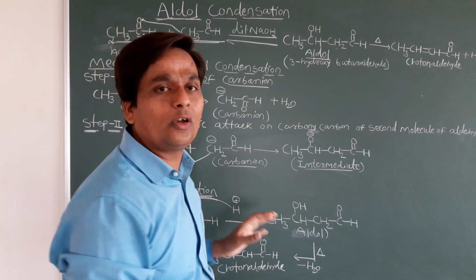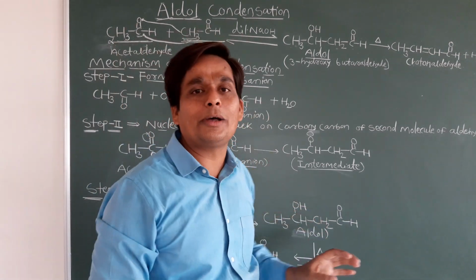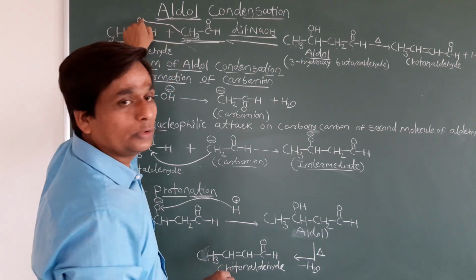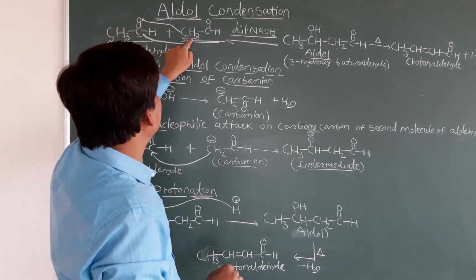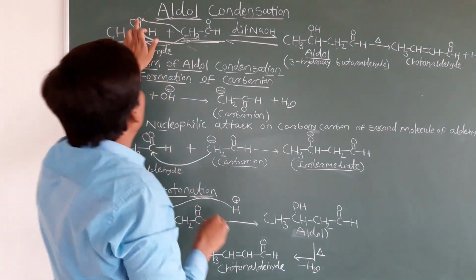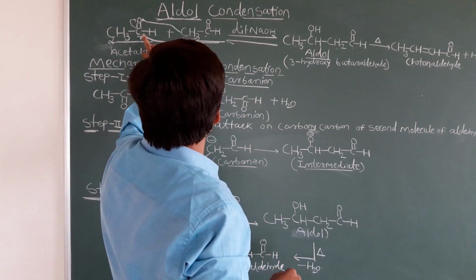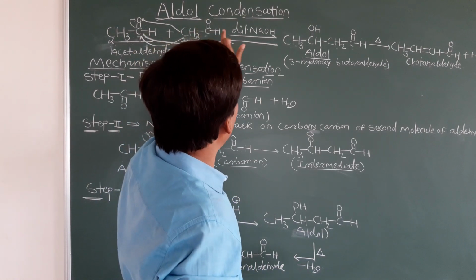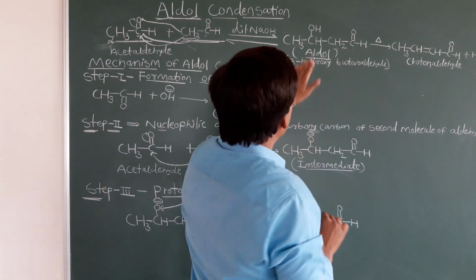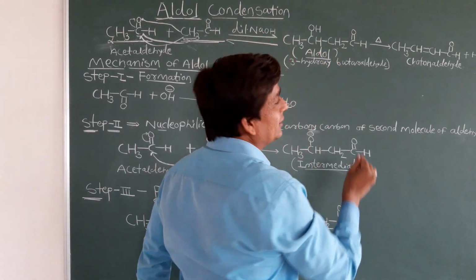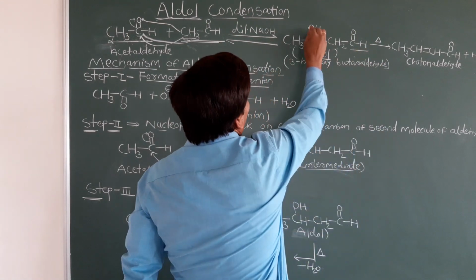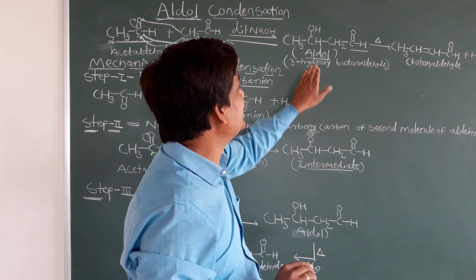This is the first molecule of acetaldehyde and this is the second molecule of acetaldehyde. From the second molecule, one hydrogen from the CH3 is attached to this oxygen. Then the CH2CHO attacks here, the double bond shifts, and it converts into OH. So we get CH3CH(OH)CH2CHO, which is the aldol. In this aldol both functional groups are present: the CHO is the aldehyde and the OH is the alcohol. That's why it is called an aldol.